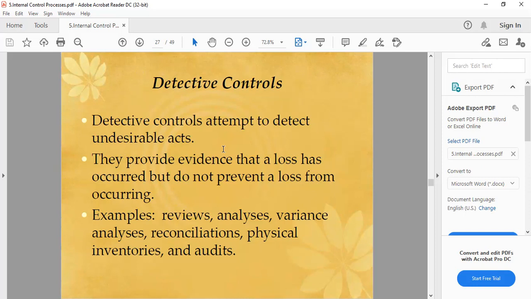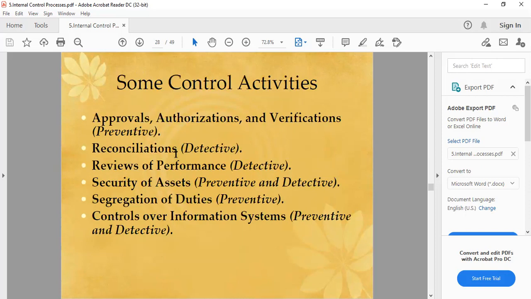So as we go along with the types of controls, preventive, detective, and corrective, the more costly they become in the short run. All right, then some control activities here. We have approvals, authorizations, and verifications. So this is preventive with respect to the separation and segregation of incompatible duties. But for these two, detective, as explained, as well as the other examples here.